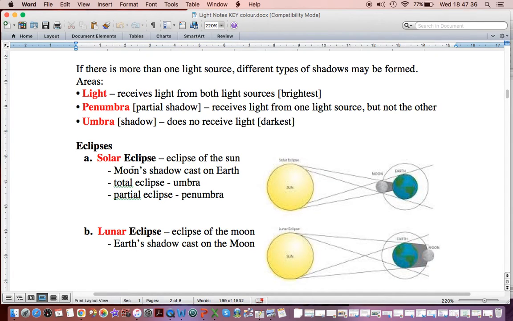So here we have a diagram of a solar eclipse and a diagram of a lunar eclipse. You're responsible for the description here and the diagram. In a solar eclipse, we're camped out here on the Earth, and we can't see the sun because we're getting the moon's shadow.